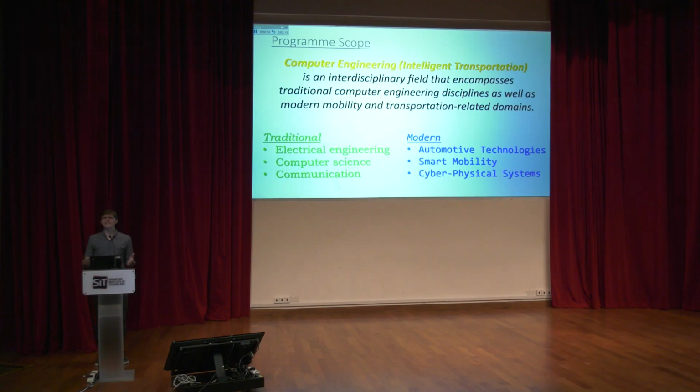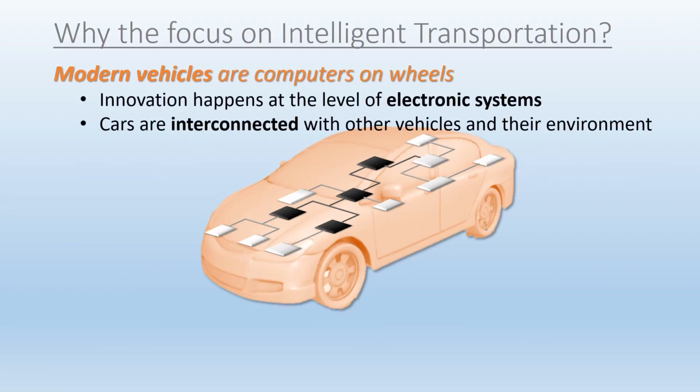So you might ask, why do we need such a specific mobility or transportation related program? And one of the reasons is that actually today's cars are much more than just means of transportation. They are basically computers on wheels. Most of the innovation in modern vehicles happens on the level of electronic systems, or so-called EE, electrical/electronic architectures, and cars are today basically interconnected, not just with other cars, but also with their environment, even with pedestrians.